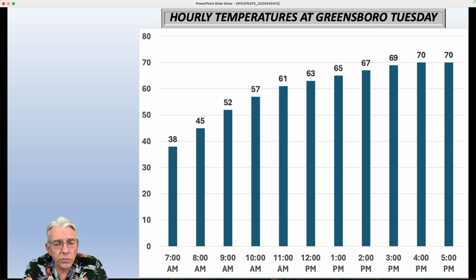So you look at this graph here, at 7 a.m. it was 38, and then it jumped 7 degrees to 45, 7 more to 52, then 5 to 57, 4 to 61, and then 2 to 63, 2 to 65, 2 to 67, 2 to 69, 1 to 70, and there was no increase at all between 4 and 5. So you notice the temperature rose most rapidly right after sunrise, and then that rate of increase dropped off as we headed on into the afternoon.